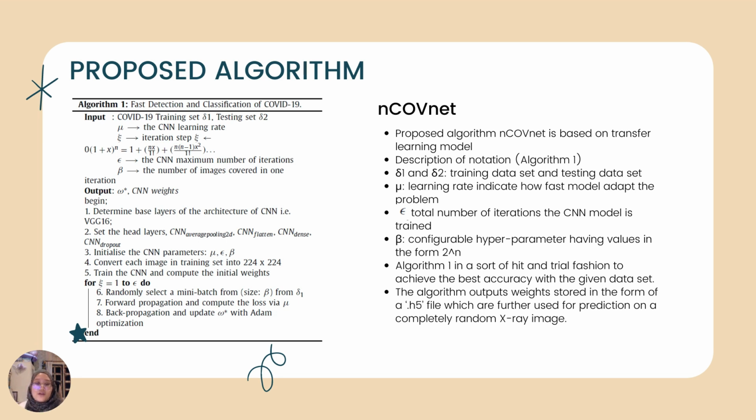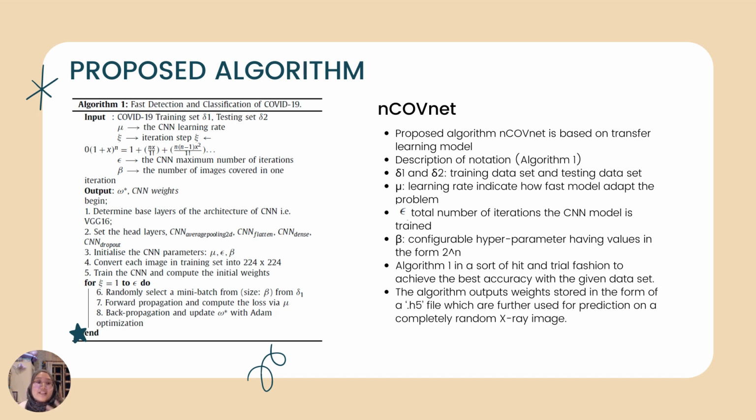Delta 1 and delta 2 refer to the training dataset and testing dataset. The mu symbol refers to the learning rate, indicating how quickly a model adapts to the problem, so typically its value is close to zero. The epsilon symbol is the total number of iterations the CNN model is trained for.